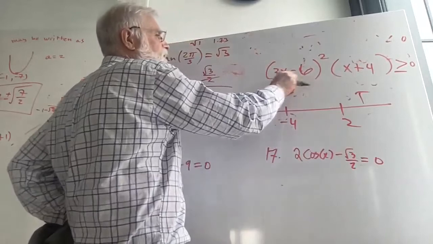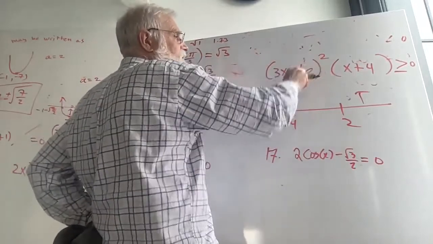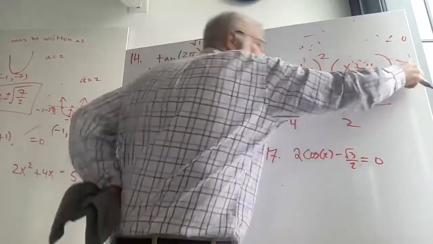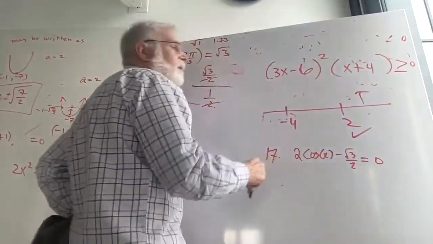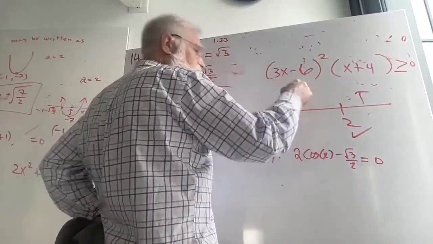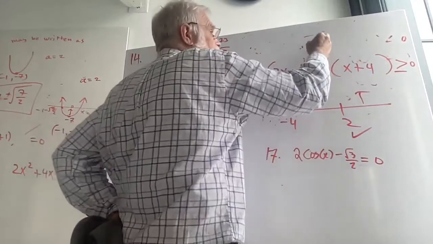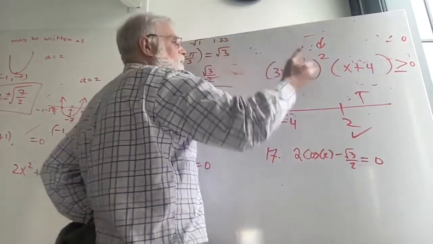That's definitely true. I'll put 2 in. 3 times 2 is 6. 6 minus 6 is 0. 0 squared is 0. 0 times 4, yeah, that's equal to 0. So 2 works. This number here is going to work as well because of the size of the exponent. It's even, but let's do it out and show you.